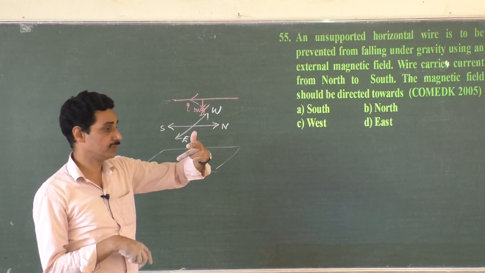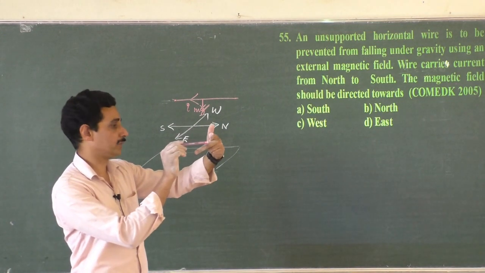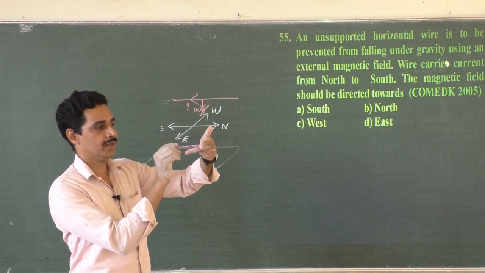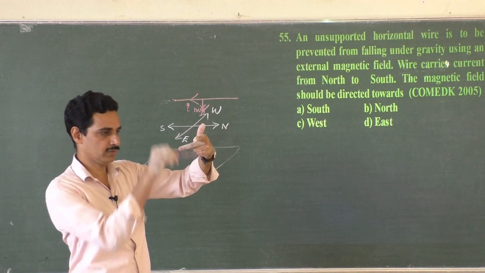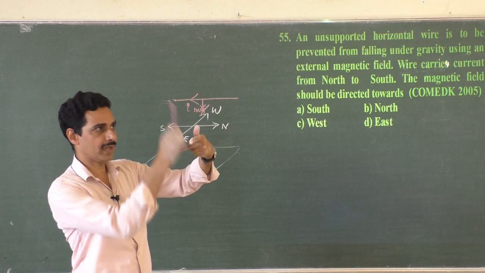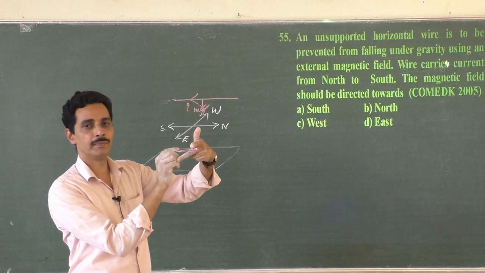If the thumb is moving up, did you follow that? So the conductor is carrying current from north to south, middle finger. But our thumb should move up because its weight is acting downwards. It is trying to fall. But the force due to magnetic field should lift it up. So in what direction you have to apply the magnetic field?